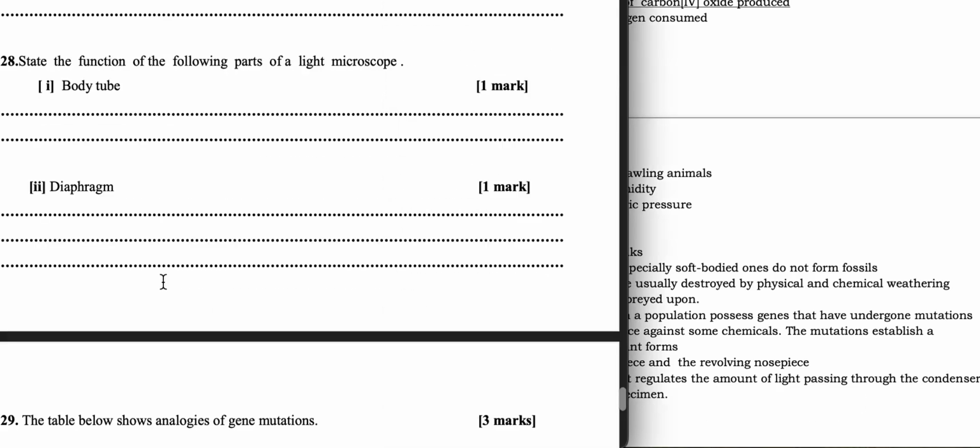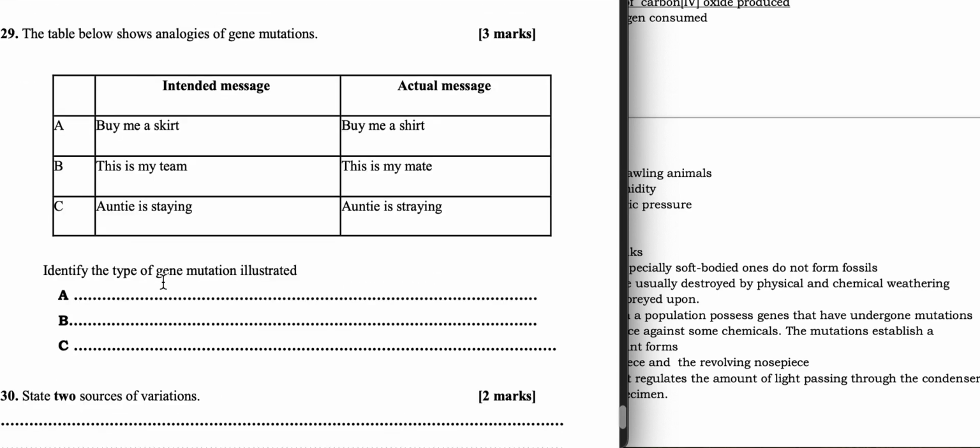Question 29. The table below shows analogies of gene mutations. We have the intended message and the actual message. A, intended message: buy me a skirt. Actual message: buy me a shirt. B, intended message: this is my team. Actual message: this is my mate. C, intended message: ant staying. Actual message: ant is straying.